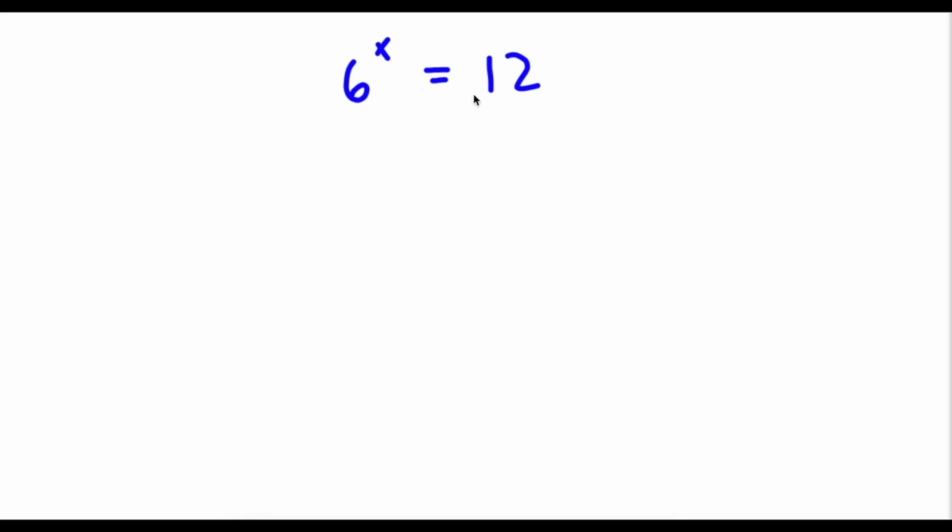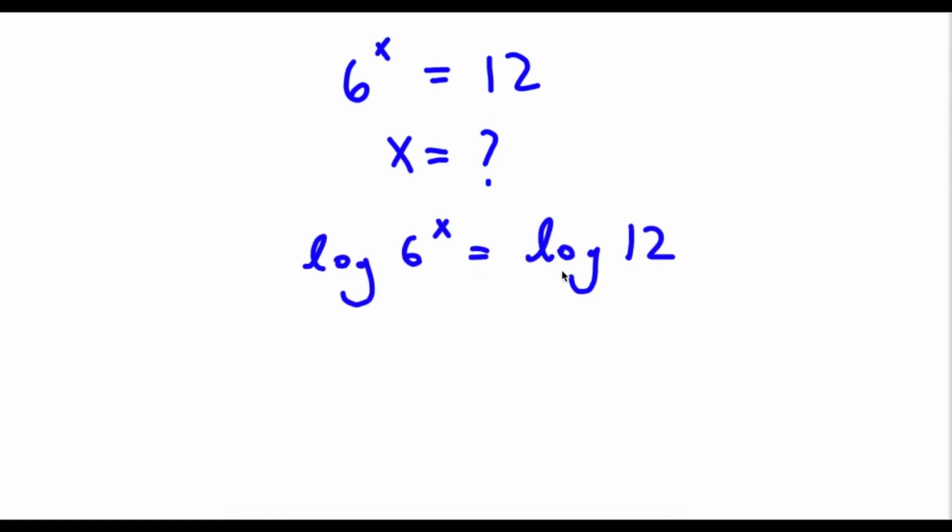Alright, so I have 6 to the power of x is equal to 12. Now I want to find the value of x. So the first thing I'm going to do is take the log on both sides. So now I have log 6 to the power of x is equal to log 12.